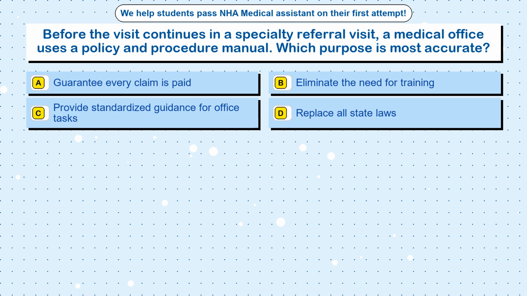Question 76. Before the visit continues in a specialty referral visit, a medical office uses a policy and procedure manual. Which purpose is most accurate? Option A. Guarantee every claim is paid. Option B. Eliminate the need for training. Option C. Provide standardized guidance for office tasks. Option D. Replace all state laws.